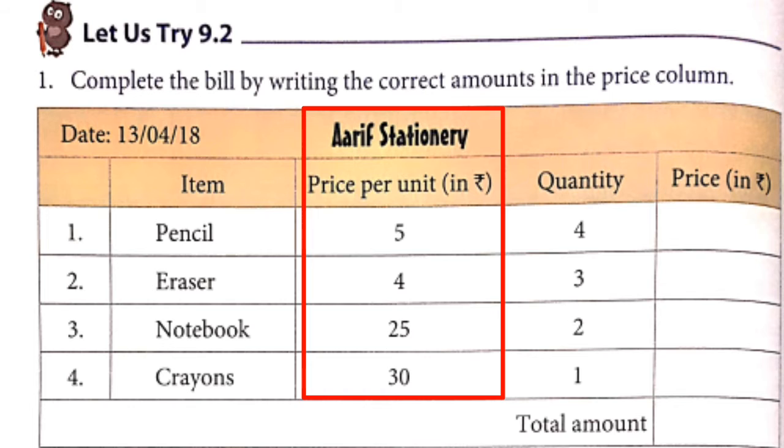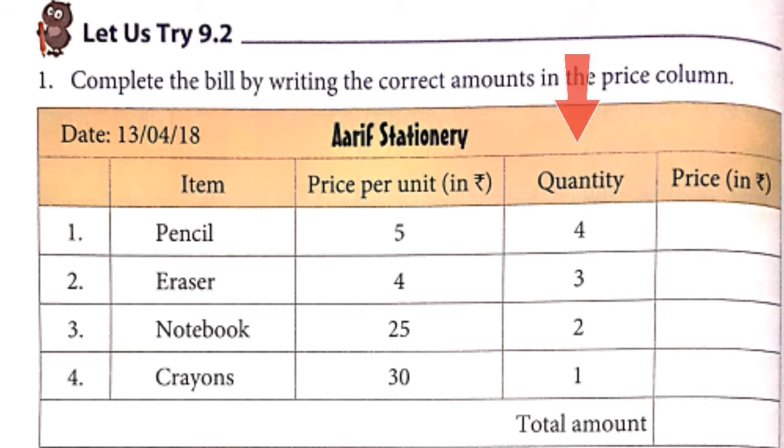So this is for one thing, one item, what is the price? And now the next column, see, quantity is given there. So quantity means number of items. If it is pencil, what is the quantity, how many pencils they have bought. So for 4 pencils, what is the amount? That is what we are going to find here. Price means the total amount.